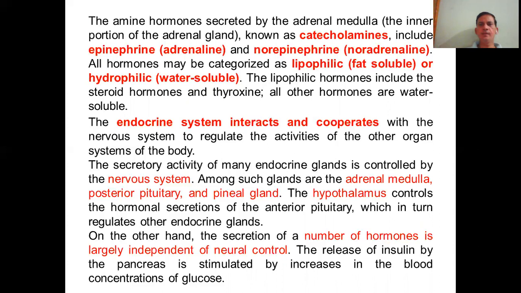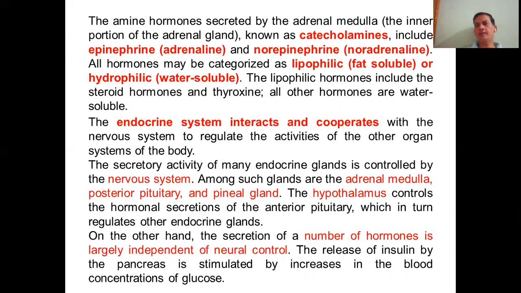The endocrine system interacts and cooperates with the nervous system to regulate the activity of other organs of the system. It is quite possible that some nervous secretions are trying to, let's say, increase the heartbeat. Some hormones may also play a synergistic role and lead to an increase in the heart rate or, in general, blood pressure.